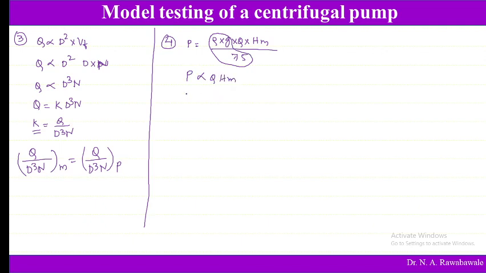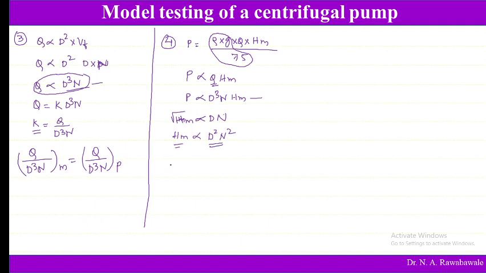And this Q is proportional to D cube N. Just now we have seen Q is proportional to D cube N. So Q is replaced by D cube N into Hm. Now this Hm: square root of Hm is proportional to DN, or this Hm is proportional to D square N square, taking square on both sides.